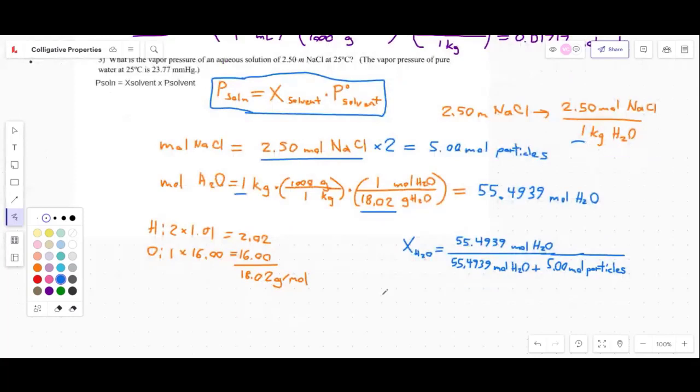That's a good analogy. I like that. Well done. All right. So then we have that's our mole fraction of water. So all we need to do at this point, because we're given the vapor pressure of pure water, is multiply our mole fraction by our solvent. Let's calculate the mole fraction, and then we'll go ahead and pop it in to our equation. So what do you get for your mole fraction? For me, I got 0.917.